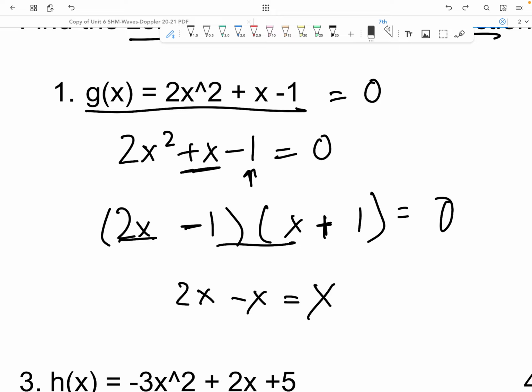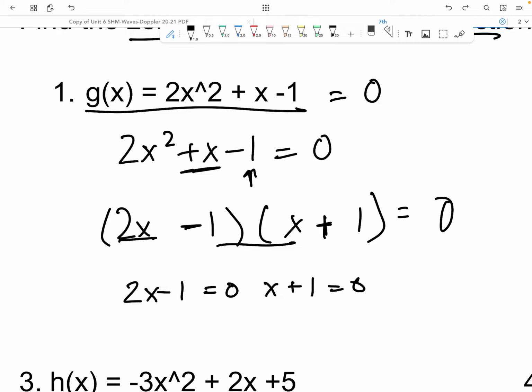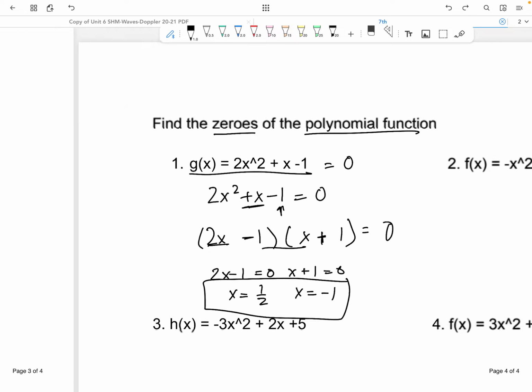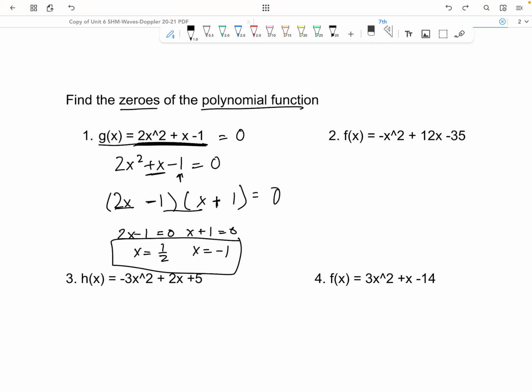So if we have that, we know that 2x minus 1 equals 0, x plus 1 is equal to 0, x equals negative 1, and x is equal to 1/2. And those two would be the zeros of this polynomial function. Moving on.